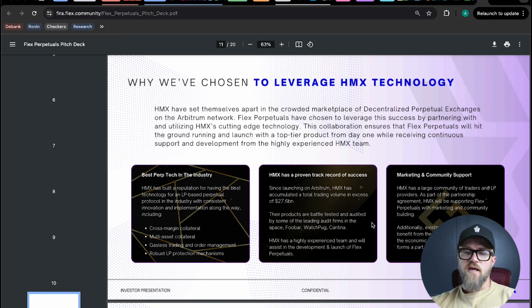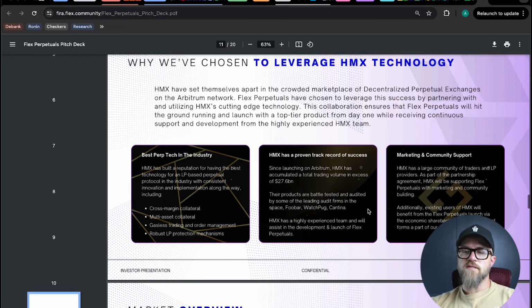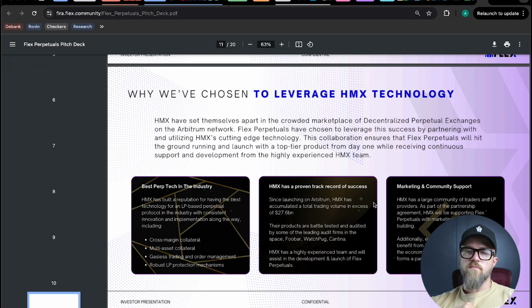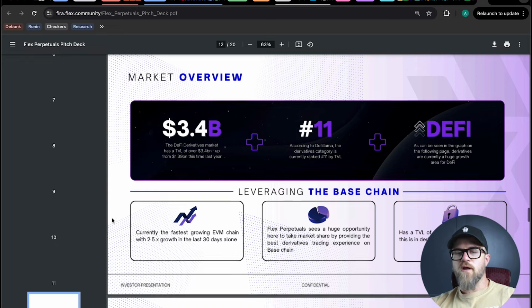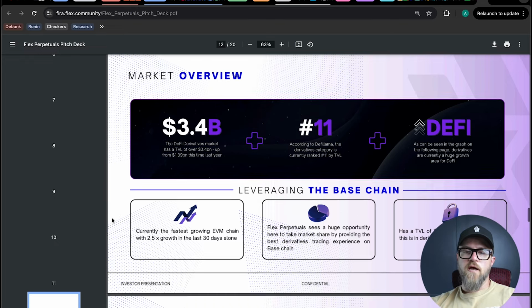So you get a firm foundation that's been audited by multiple auditors, as well as a highly experienced team that is going to be overseeing this, and then marketing and community support. So HMX actually has a large community, and they will be helping us market the Flex program on top of Base, as the Base-specific fork of the HMX code.